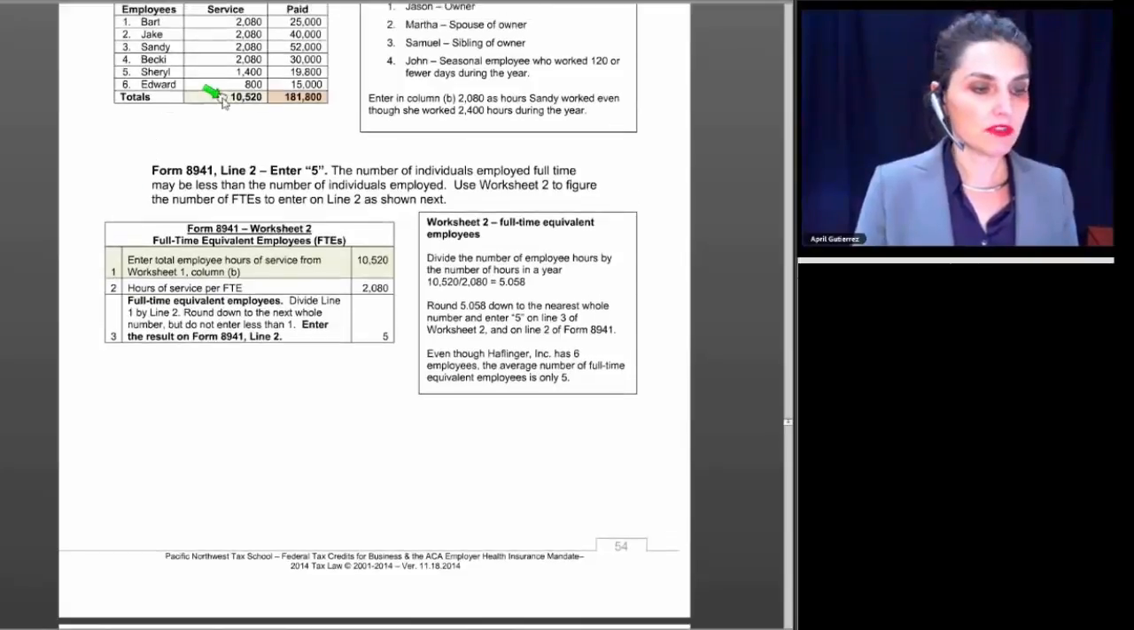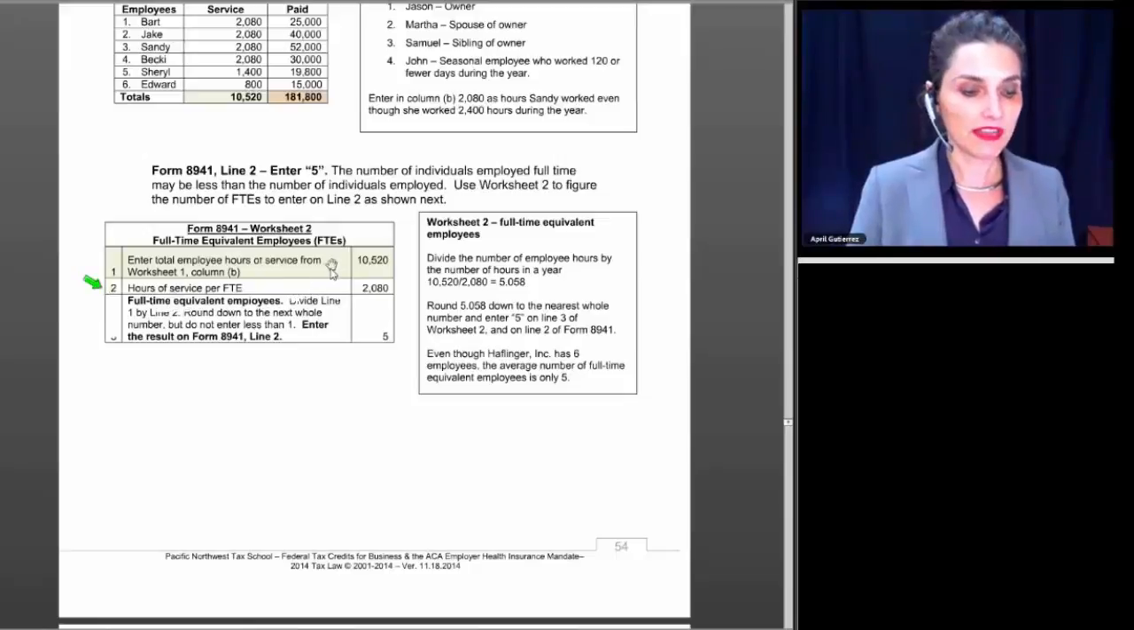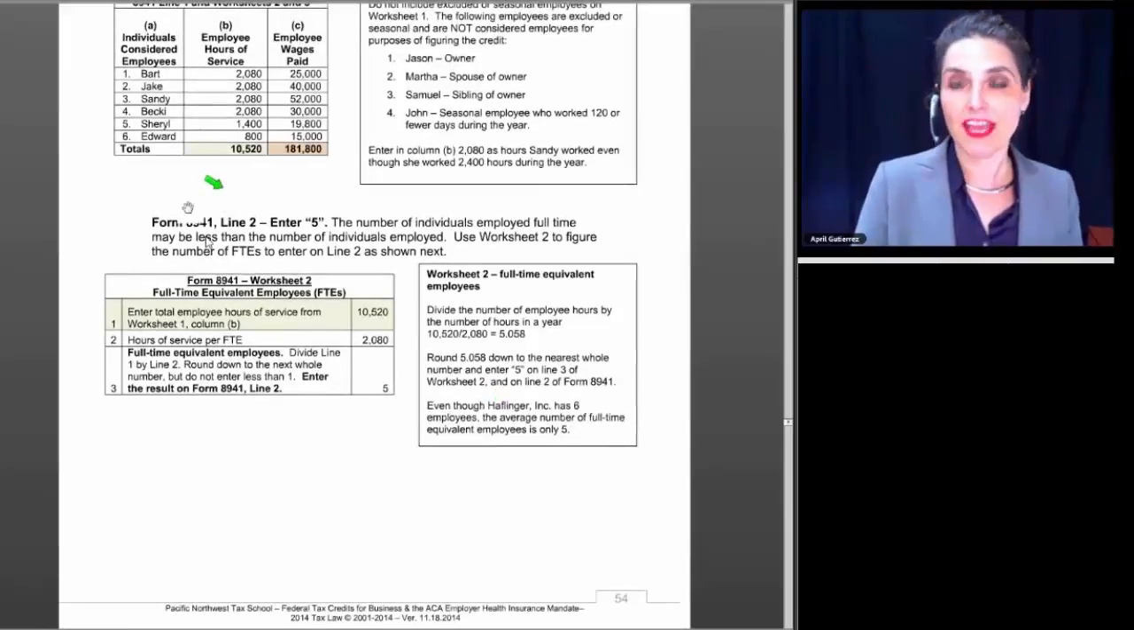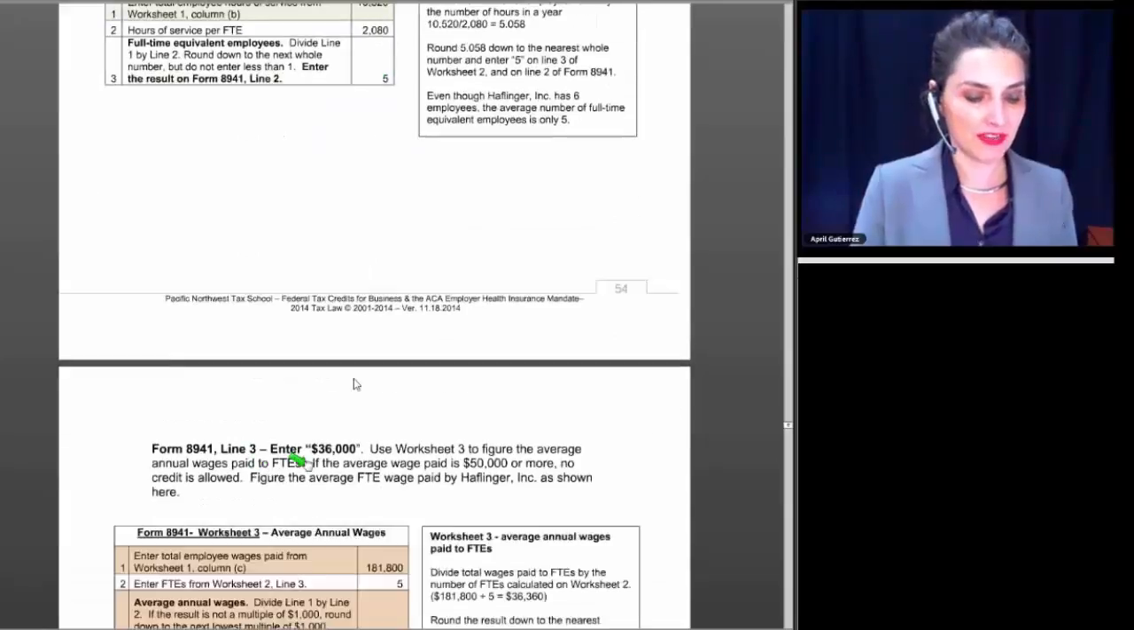So we begin with the total number of hours worked by all non-excluded employees, and we enter that number of 10,520. We then divide that by the number of hours a full-time employee works in a year, and that's 2,080 hours in a year. We divide that in, and we ended up with 5.058, and we round that down to 5. So we have 5 equivalent full-time employees out of 6 employees that are not excluded, out of 10 employees of which 4 were excluded. So bottom line, on line 2 of Form 8941, we're going to enter a 5.